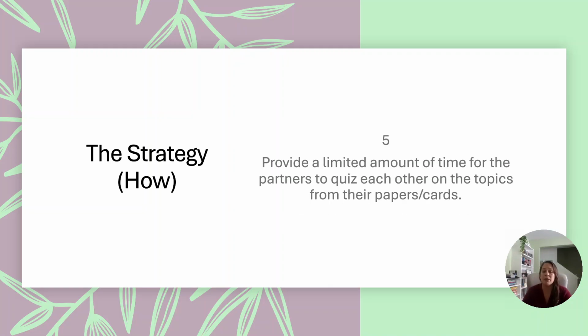The fifth step is to provide a limited amount of time for the partners to quiz each other on the topics from their papers or cards. So I would go into this having a specific time established. Maybe that's 2 minutes per person, or 1 minute per person, or 3 minutes per person. It's completely up to you and it depends on what you put in that card. But I would go into that having established that time frame so you can appropriately plan for your class.